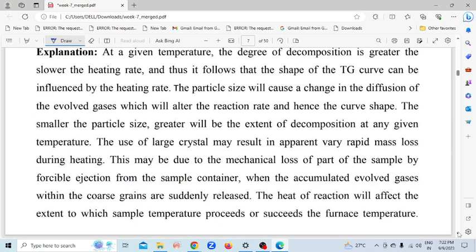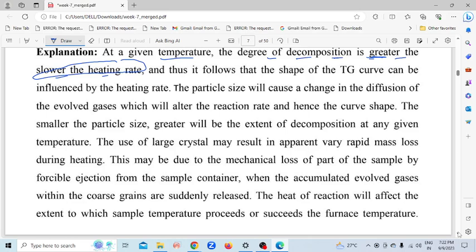The explanation is also given here: at a given temperature, the degree of decomposition is greater the slower the heating rate. This point I have already explained. If your heating rate is slow, then decomposition will be higher at that particular temperature, meaning complete decomposition will be there if it is possible. Only then you will raise the temperature and further decomposition will happen. But if your heating rate is very high, then incomplete decomposition will be there.